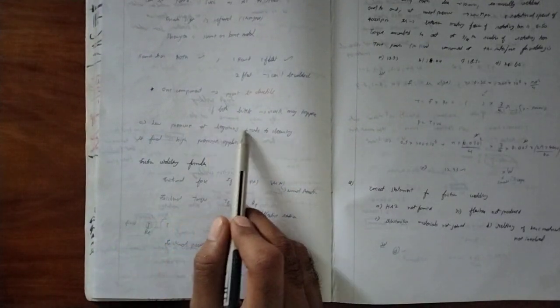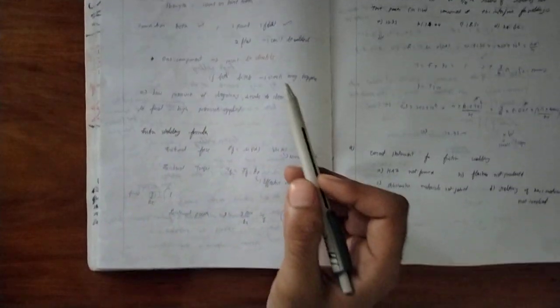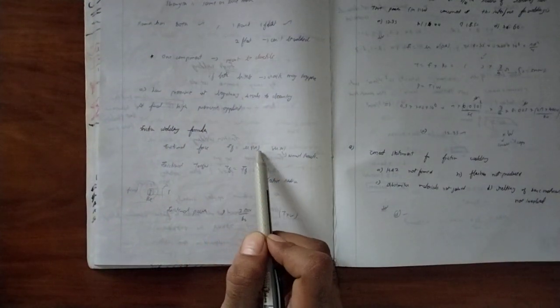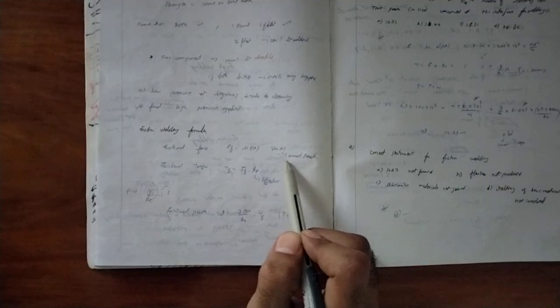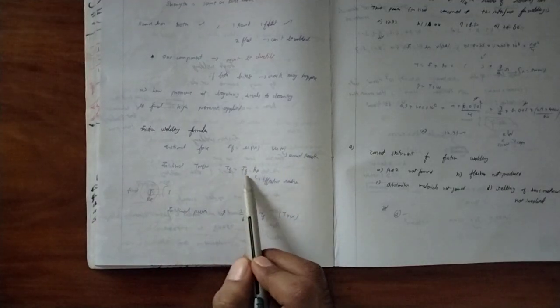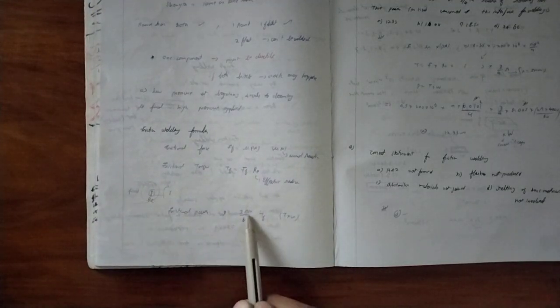So low pressure at the beginning leads to cleaning, then a final high pressure. Frictional force is equal to mu into pressure into area, that is mu into N, the normal reaction. Frictional torque is Ff into critical radius. Frictional power is 2 pi N divided by 60 into Tf.